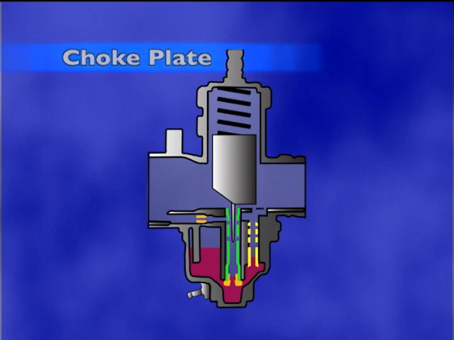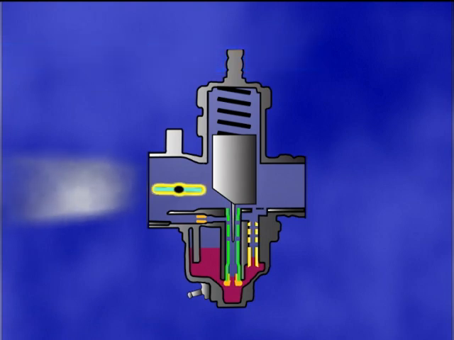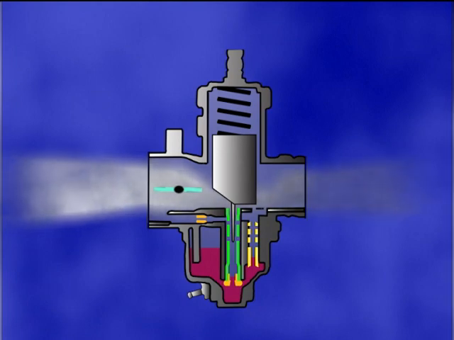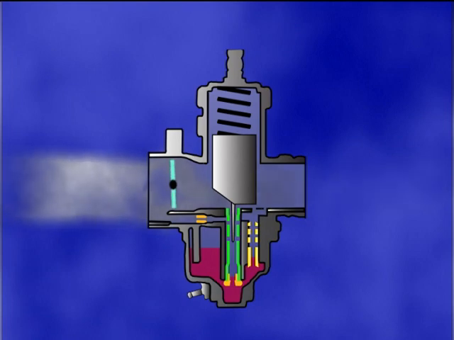In the choke plate circuit, a butterfly valve located on the air cleaner side of the venturi is used to restrict the amount of air entering the carburetor. When closed, the butterfly valve reduces the pressure in the venturi, allowing fuel from both the pilot and mid-range circuits to enter the carburetor. At the same time, less air is allowed to enter, providing a rich air-fuel mixture.